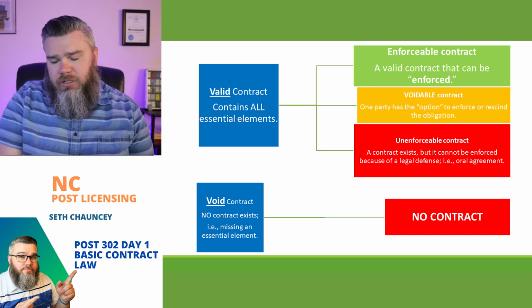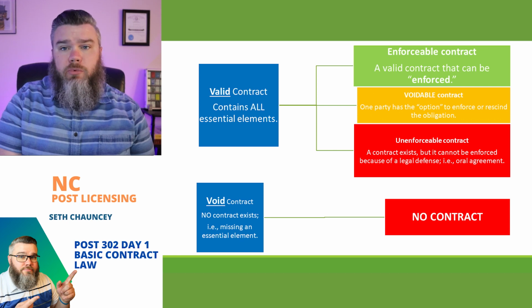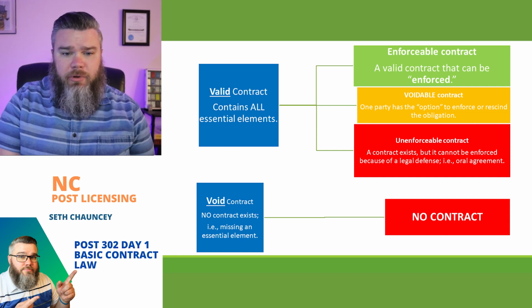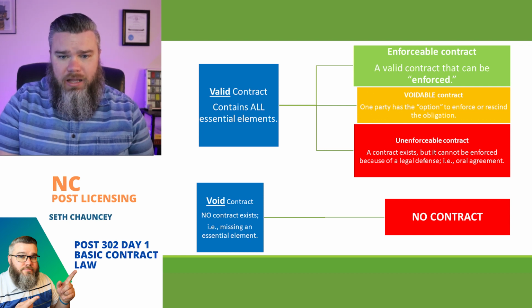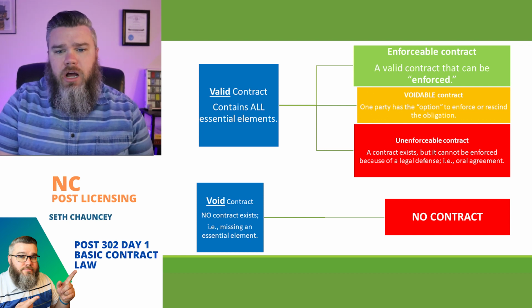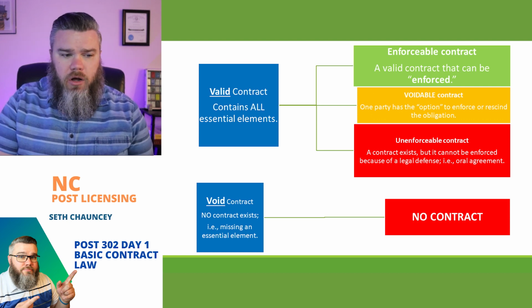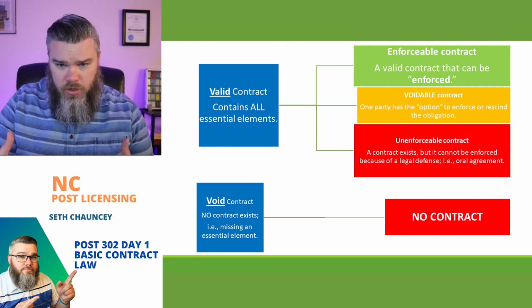And we'll talk about some more examples in a second. Or it could be completely unenforceable, even though it contains those essential elements because it wasn't in writing or something like that, which would make it lack enforceability under certain doctrines or statutes like the statute of frauds. Now, I told you a void contract is like having no contract at all, not enforceable on either party.